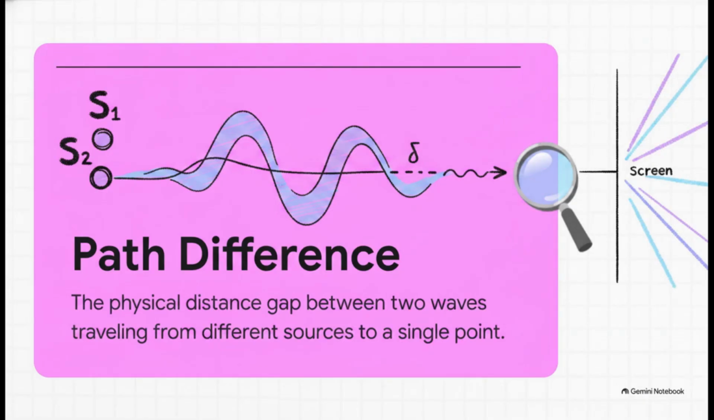That brings us to our second detective, path difference, represented by the symbol delta. While phase difference is about the angle of the wave cycle, path difference is about literal physical distance. The crucial point is this: if two waves travel from sources S1 and S2 to an observation point P on a screen, the path difference is simply the physical distance S2P minus S1P. And here is the beautiful mathematical link between our two detectives. Phase difference equals 2π divided by the wavelength multiplied by this path difference.